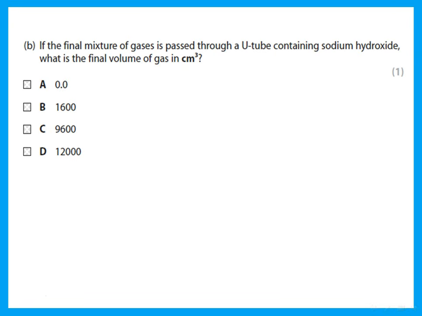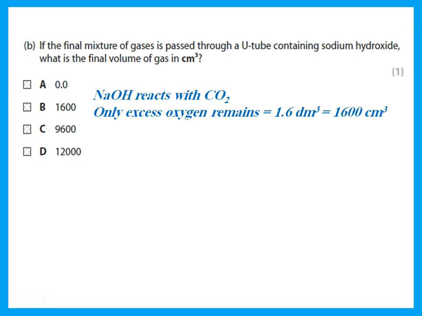Then he says, if the final mixture of gases is passed through a U-tube containing sodium hydroxide, what is the final volume of gas? Well, you should know that sodium hydroxide is a base. If you pass a mixture of carbon dioxide and oxygen through it, it will react with the carbon dioxide because the carbon dioxide is acidic, and that means you will be left only with the oxygen, which was 1.6 decimeter cubed. He wants it in centimeter cubed, so you multiply by 1,000.